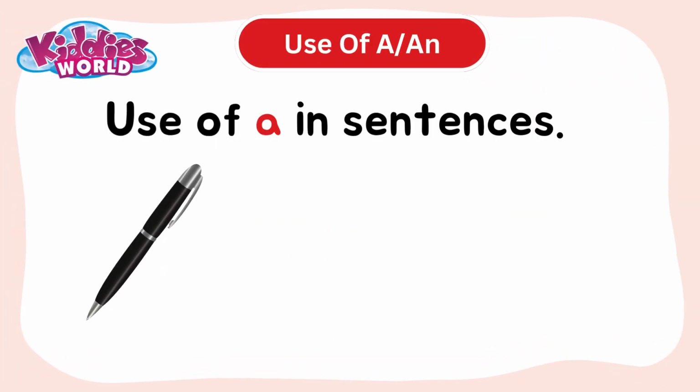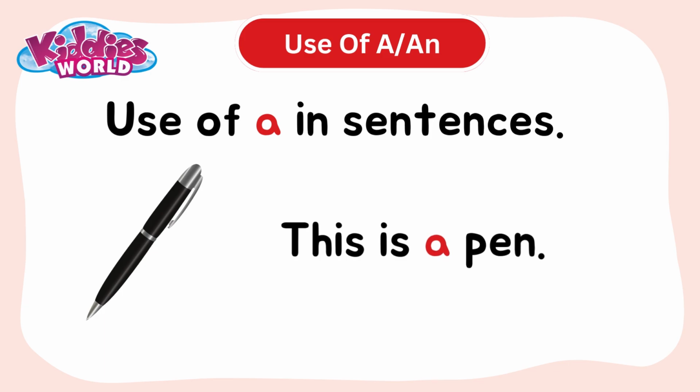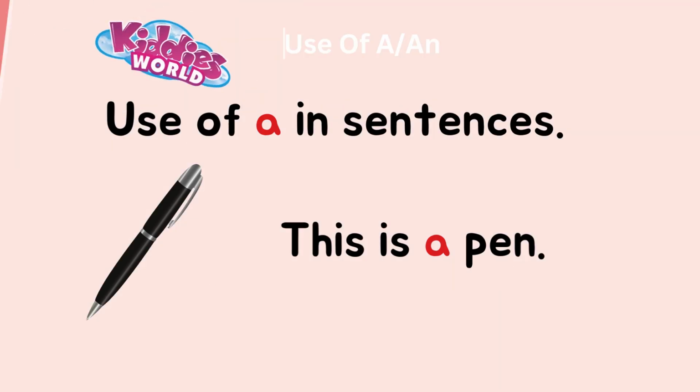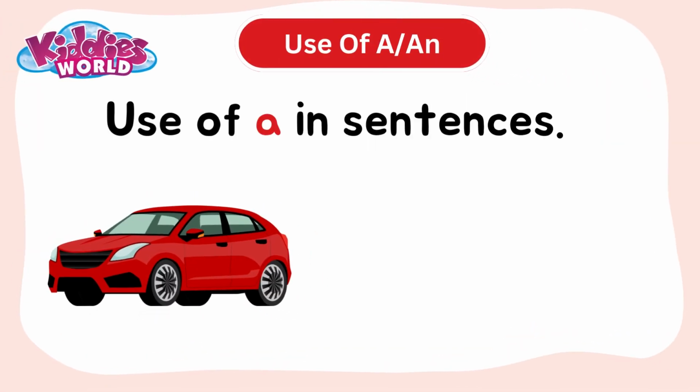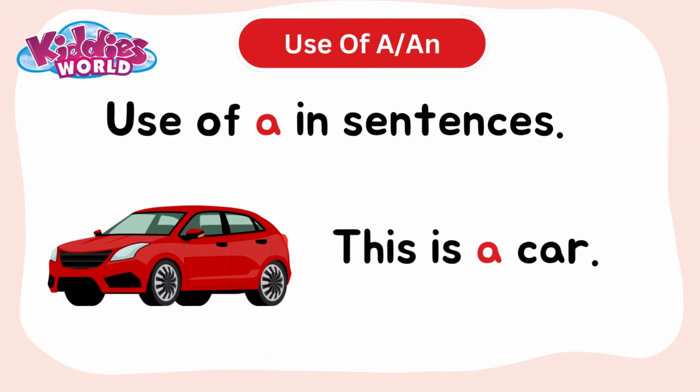Now let's make some sentences with a. Are you ready? What is this? This is a pen. So we say, this is a pen. Repeat after me. This is a pen. Excellent. This is a car. Let's say it together. This is a car. Perfect.